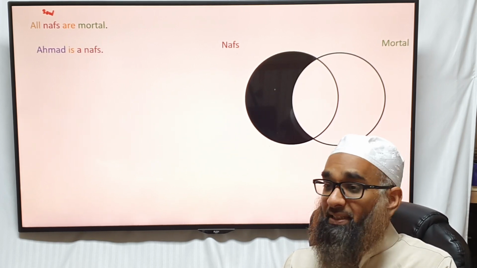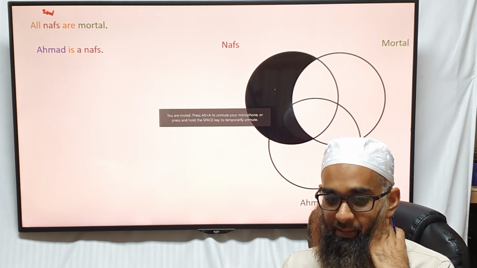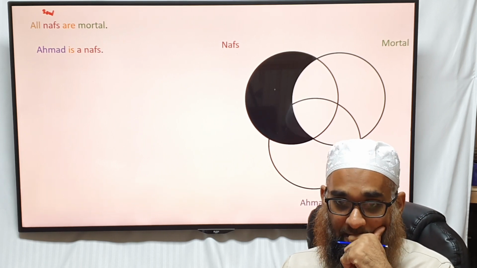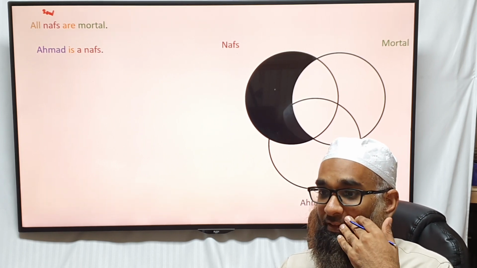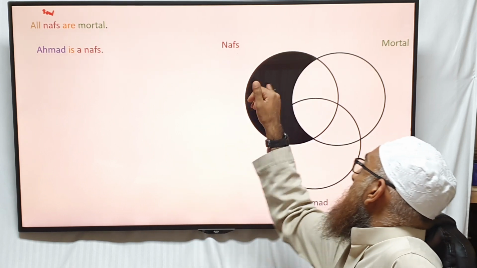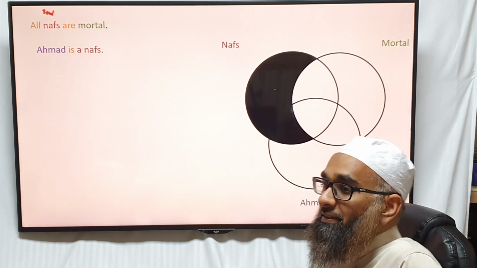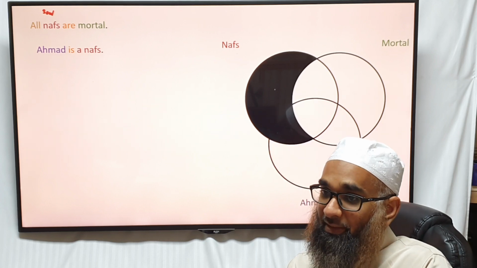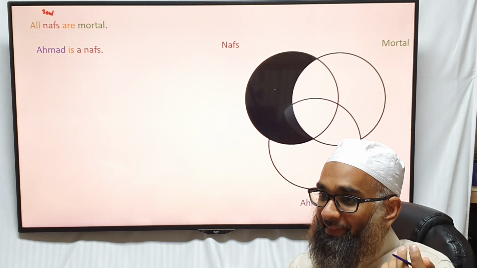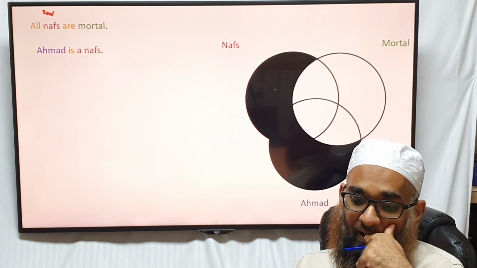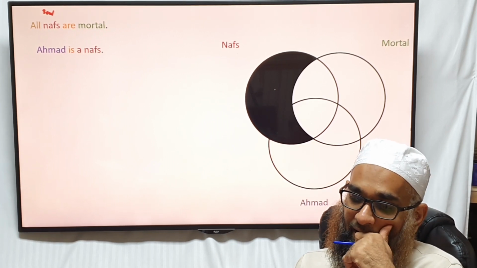Now, if we say Ahmad is a nafs, so what's our conclusion going to be? If Ahmad is a nafs, where does Ahmad fall under? Is there any of Ahmad that is not a nafs? No. So basically Ahmad is a nafs means all of Ahmad is a nafs. So therefore what are we going to shade? 1, 2, 3, 4, 5, 6, or 7? 7 and 6, the non-nafs part of Ahmad. Because all of Ahmad is a nafs. So what are we left with? You shade a bit more though. Not the mutter, because you know nothing about mutter.